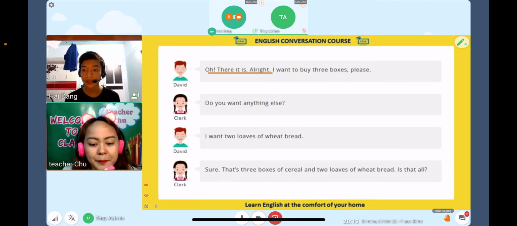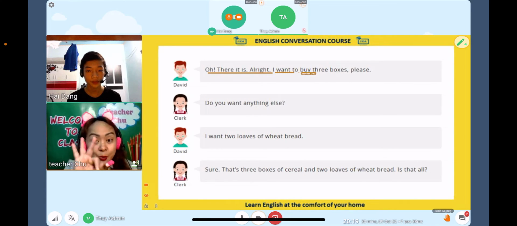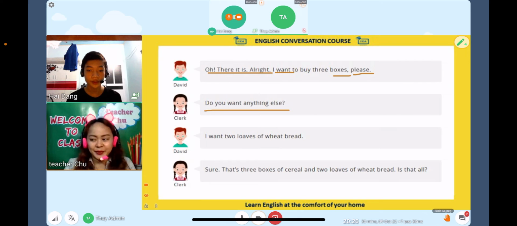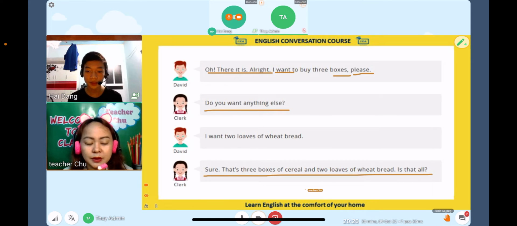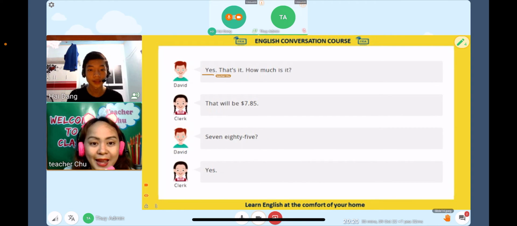I want to buy 3 boxes, please. Do you want something else? I want 2 loaves of wheat bread. Sure. That's 3 boxes of cereal and 2 loaves of wheat bread. Is that all? Yes. That is it.